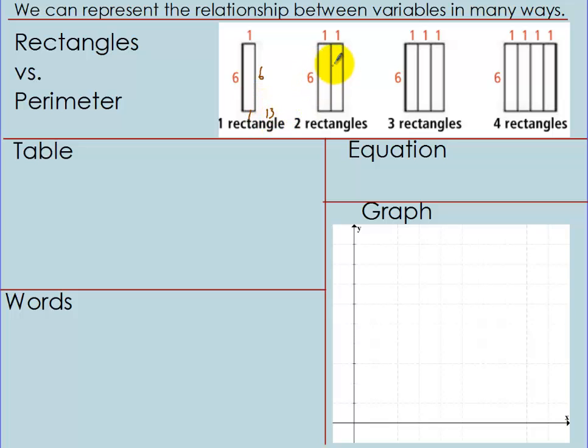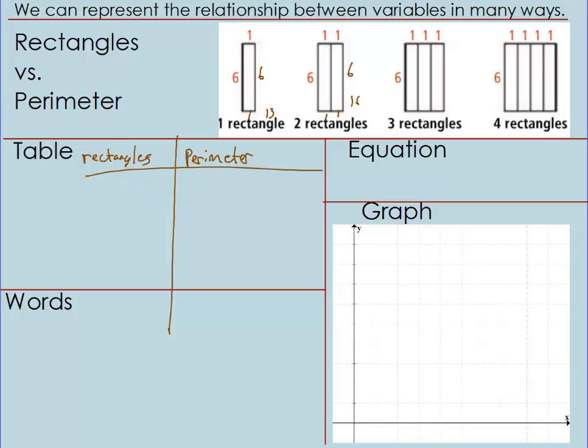Now, in this next shape, we have two rectangles next to each other. Well, the perimeter of the next shape is going to be 6 plus 1 plus 1. This will be 6. This will be 1 and 1. So that perimeter is going to be 16. And they'll keep growing. So let's make a table to represent that. I'm going to make a table of the number of rectangles, so I'll call this rectangles, versus perimeter.